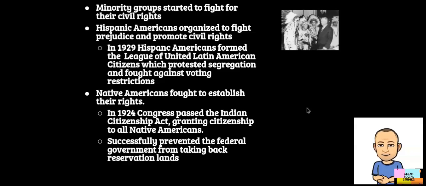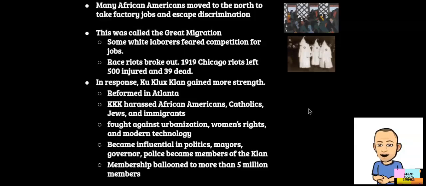In 1924, Congress passed the Indian Citizenship Act, which granted citizenship to all Native Americans and later prevented the federal government from taking back reservation lands. And one of the largest groups of people to move from the South to the North was African Americans. I mentioned that this was called the Great Migration, and it lasted decades. Huge numbers of African Americans left the South to take jobs in the northern factories during the war, and it lasted throughout the 1920s. In 1919, many white laborers, fearing that African Americans would be lasting competition, started race riots that broke out in Chicago, which left 500 injured and 39 dead.